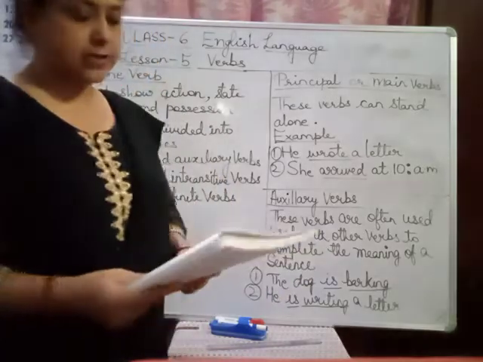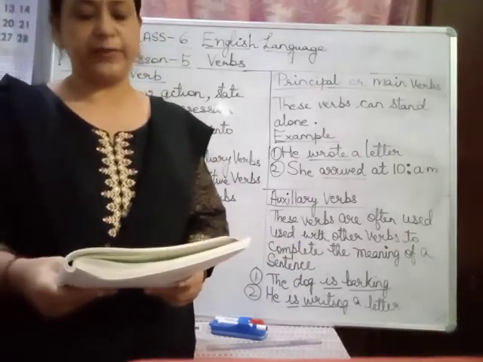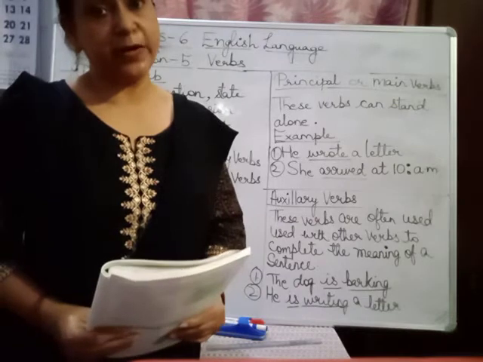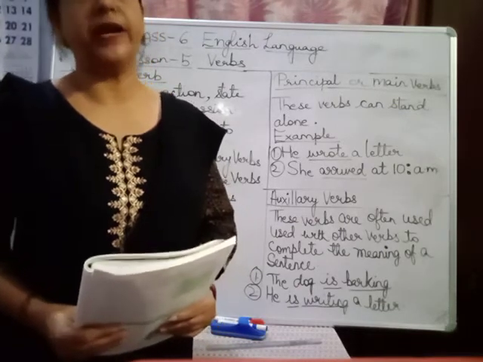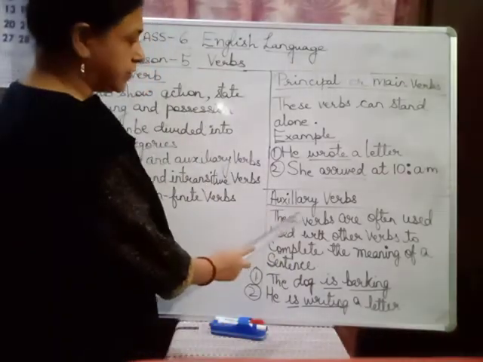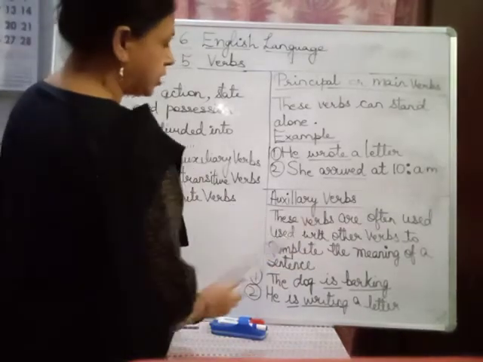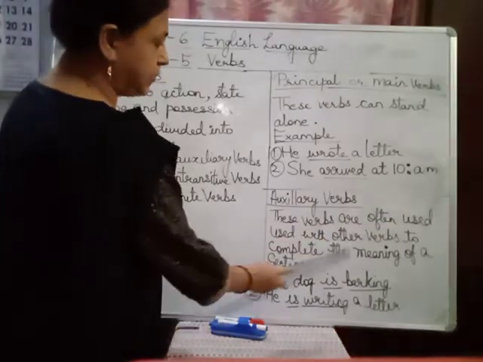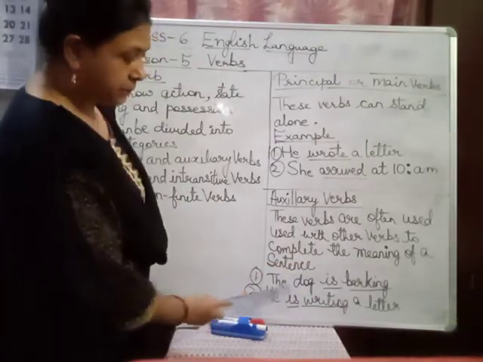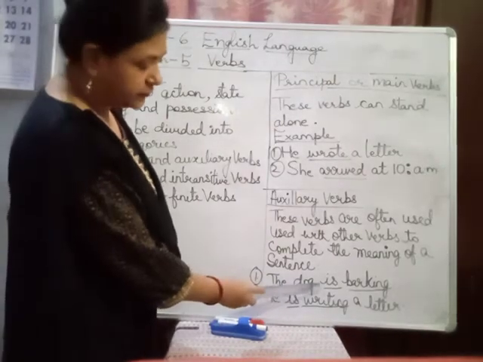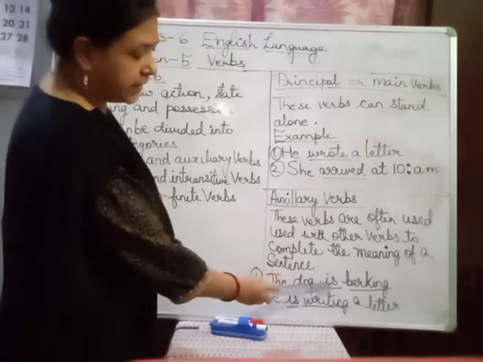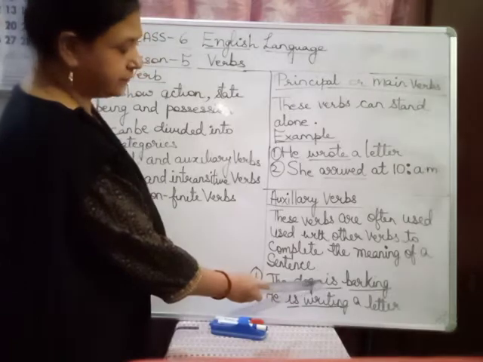Auxiliary verbs. What are auxiliary verbs? These verbs are often used with other words to complete the meaning of a sentence. Now children, an auxiliary verb is a verb which takes the help of another verb to make the sentence complete. For example, the dog is barking. The helping verb over here is "is". Is barking. So there are two verbs, and this is a helping verb, the auxiliary verb.